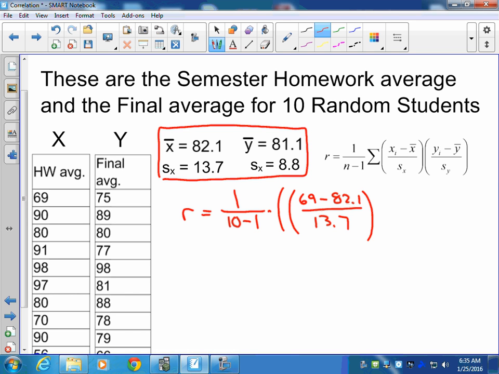Okay, this kind of normalizes that process. It looks a lot like a z-value calculation, and it should, it is that type of calculation. And then we go into our y value, 75 minus y value average, divided by y value standard deviation of 8.8. So that's just the first piece.